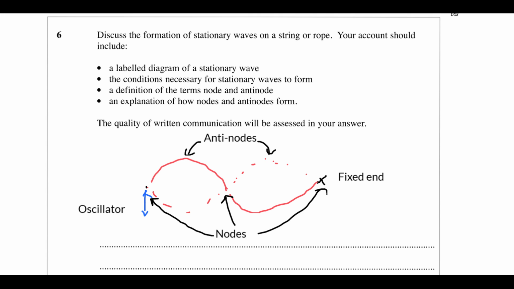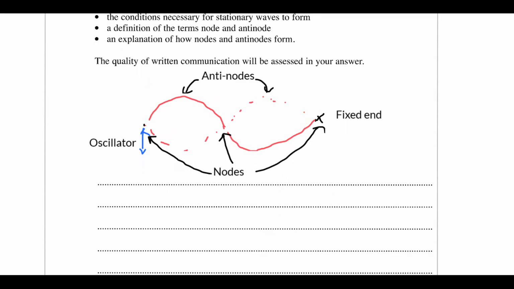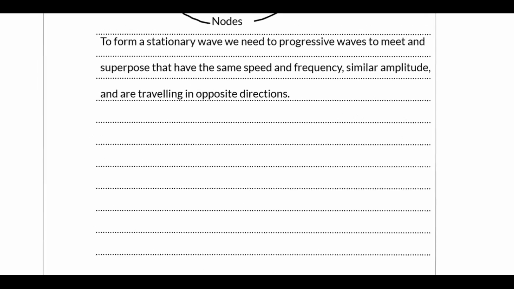Let's now explain how they form and what the different terminology means and where they come from. So the first thing is we're going to discuss the conditions required. So we need two progressive waves traveling in opposite directions at the same speed, same frequency, and a similar amplitude. So those are our conditions for them to form. Alright, so those are our conditions to actually get a stationary wave.